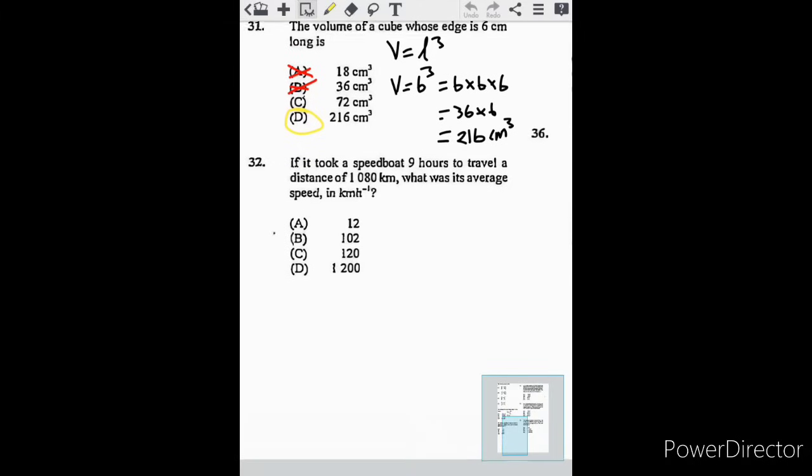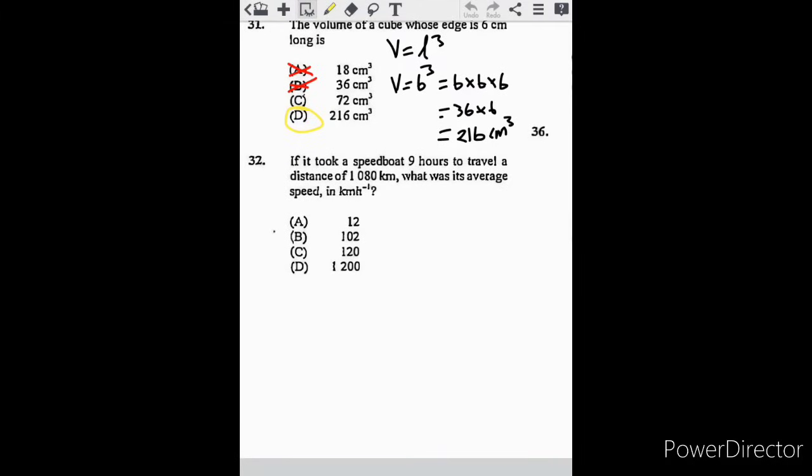Question 32. So we have, if it took a speedboat 9 hours to travel a distance of 1,080 kilometers, what was its average speed in kilometers per hour? We first need to write our formula. So speed is equal to distance divided by time. We know our distance and we know our time, so substituting that we can find our speed.